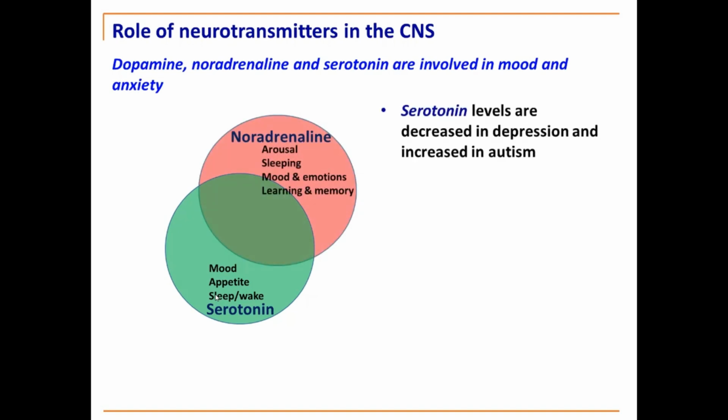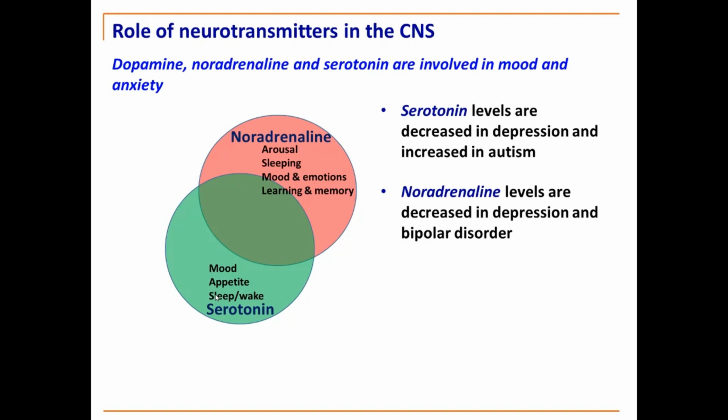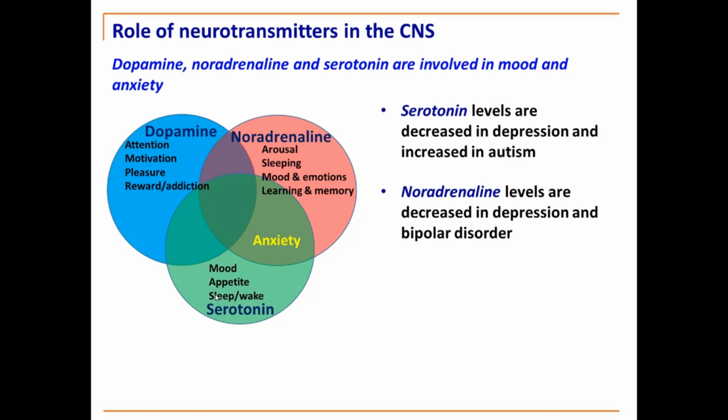We've then got noradrenaline. So noradrenaline, again, it's involved in arousal, sleeping, mood, emotions, learning, and memory. It's functioning at those adrenergic receptors, remember. And of course, the disorders include depression and bipolar, as we've already talked about. And the levels are decreased in these cases. And then finally, we've got dopamine. They function at dopaminergic receptors involved in motor control, emotion, reward pathways, and they're involved in diseases like we've talked about, such as addiction. And dopamine levels are increased in addiction, for example, in that reward system pathways.